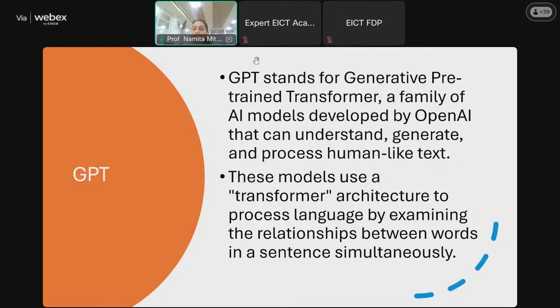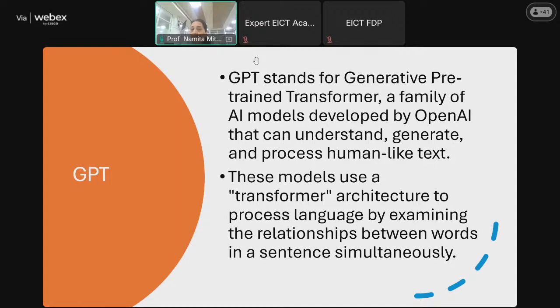The next is GPT. First we have done BERT. Now second is GPT. GPT is a generative pre-trained transformer, a family of AI models developed by OpenAI. BERT was developed by Google. GPT is developed by OpenAI, and it can understand, generate, and process human-like text. So here we need to generate something. First it is to be understood, then generated, and it should work like a human. It's not a robot kind of speech. It should be written like a human.